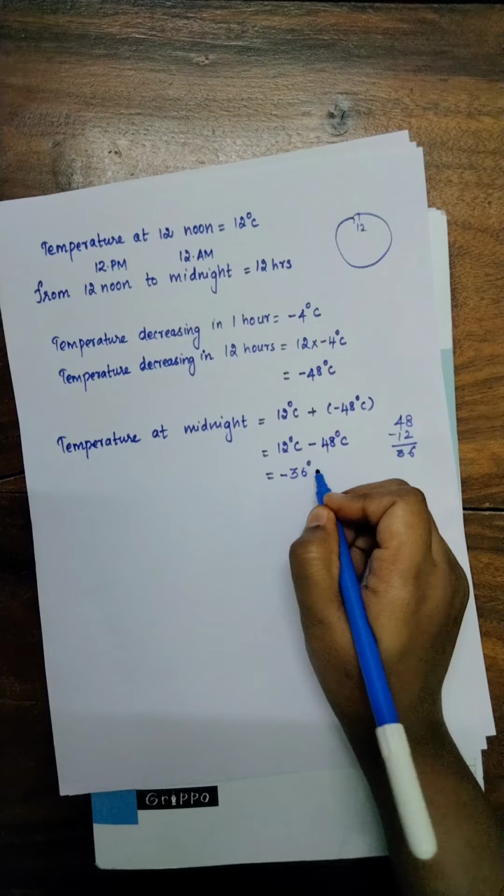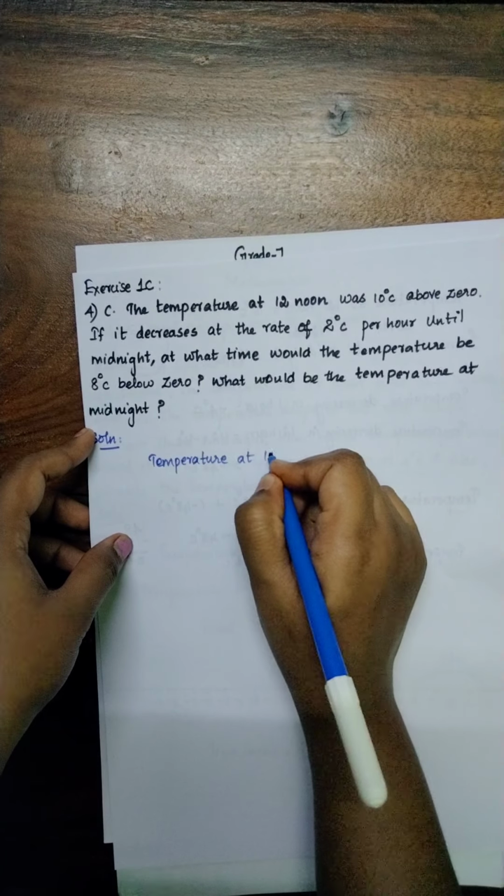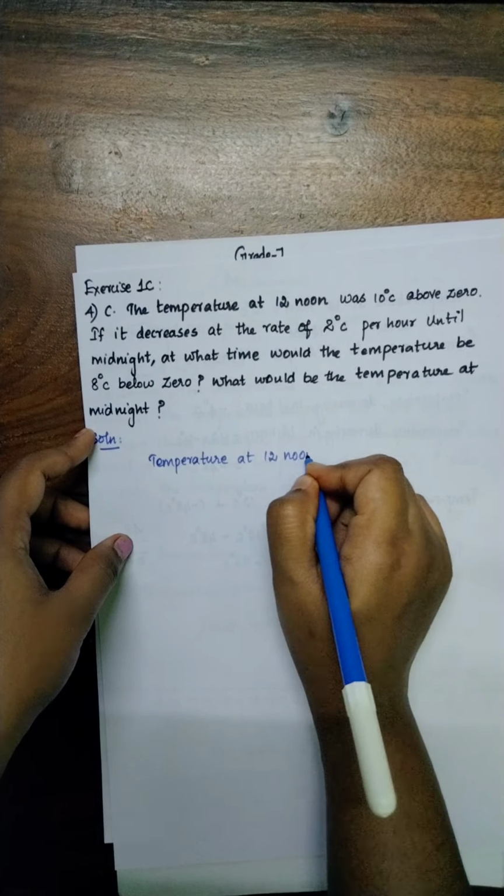So our initial temperature is 10 degrees Celsius, and our final temperature is minus 8 degrees Celsius. We are going to find at what time the temperature would be 8 degrees Celsius below zero. One more question is there: what would be the temperature at midnight? Same model problem, listen carefully. What is the first step? They have given the temperature at 12 noon. The temperature is 10 degrees Celsius.